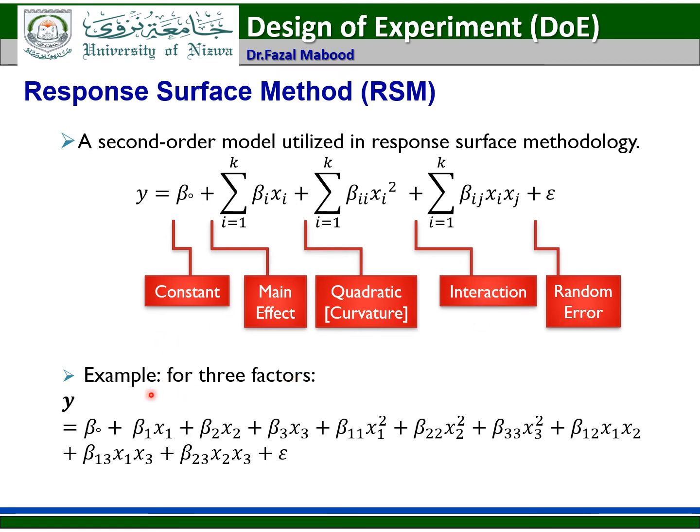Example for three factors: here you see y is equal to b0 plus b1 x1, b2 x2, b3 x3, and here you see b11 x1 square, b22 x2 square, b33 x3 square, and here you see the interaction terms. These are the interaction terms and this is the error.